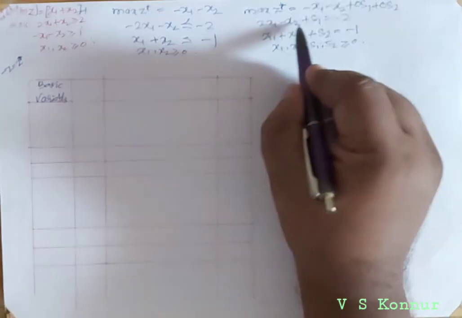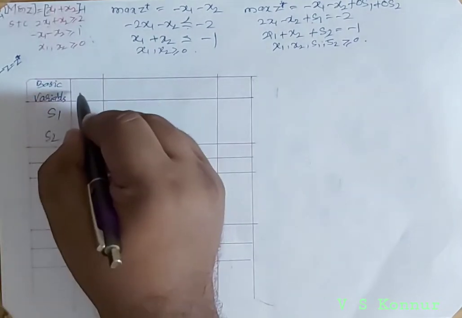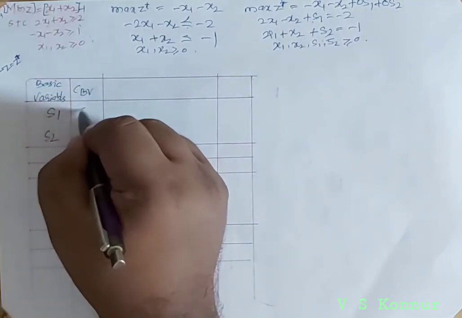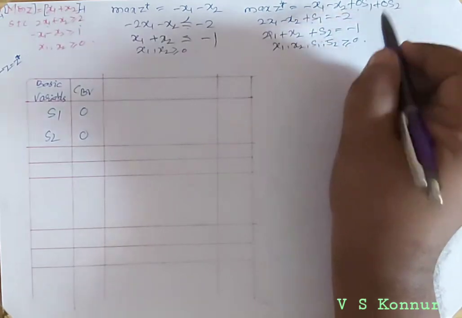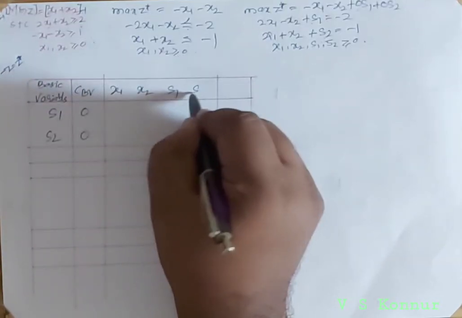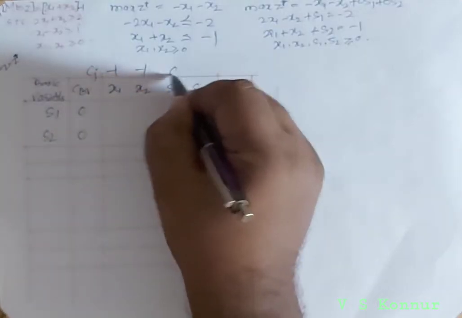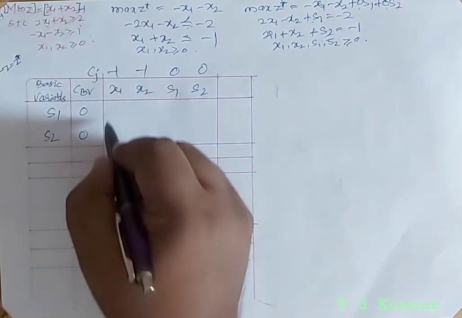So the basic variables are s1 and s2, the slack variables. The coefficients of the basic variables in the objective function are 0 and 0. Next, x1 is there, x2 is there, s1 is there, s2 is there. Cj is minus 1, 0, 0. Now we'll write the first constraint.